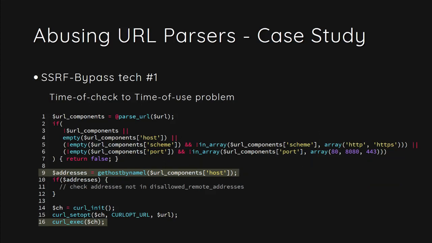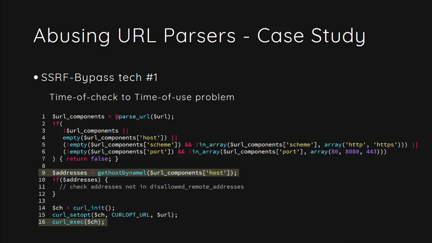This is the source of MyBB. The first bypass is not a new trick. It's a time of check to time of use problem. MyBB uses parse_url to check whether the hostname, scheme, and port are valid or not. And it also uses gethostbyname to resolve the domain to ensure that the address is not in the blacklist. So if the URL passed all the checks, MyBB will fetch the URL by curl.